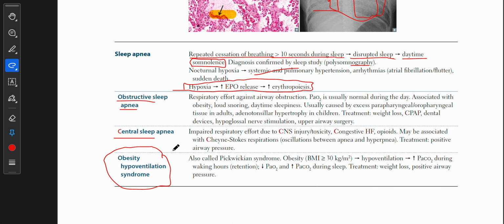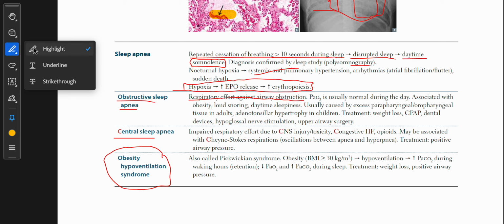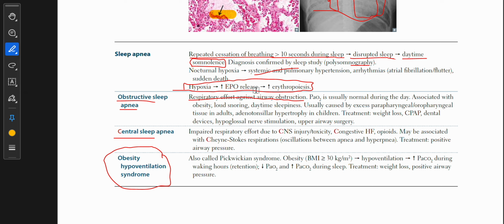And also the types. There is obstructive sleep apnea, where respiratory effort against airway obstruction is made, like something is obstructing your airway. Like if you have a large tongue or a thick tongue, then that can obstruct your airway when you are sleeping. That is also a cause of obstructive sleep apnea, and that is also a cause of snoring actually, and the partial pressure of oxygen usually is normal in the day.